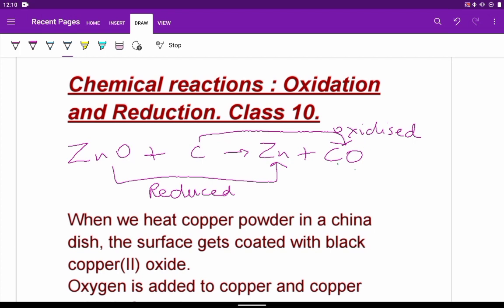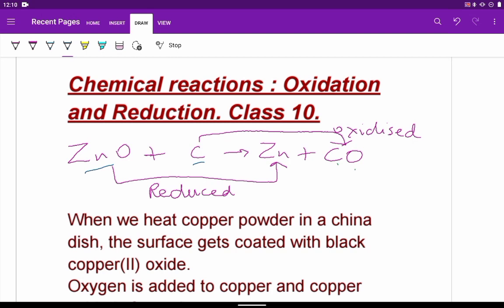Today we will deal with the topic oxidation and reduction reactions, which is included in the topic of chemical reactions. So first let us see one equation in which we find that a compound ZnO is reacting with carbon so that we get Zn and CO.